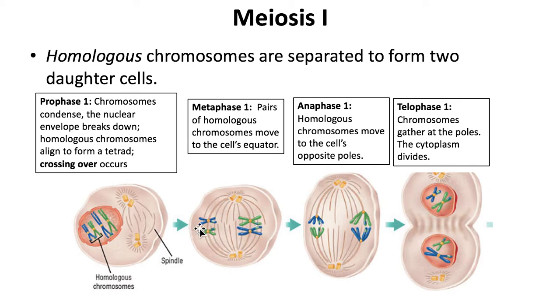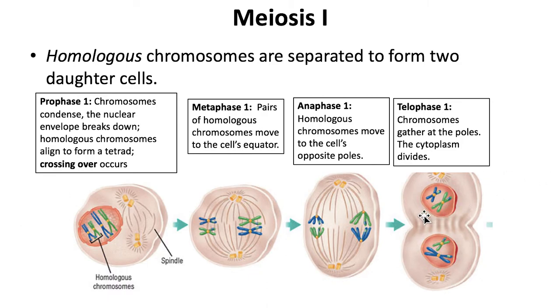Instead of lining up single file on the metaphase plate, the homologous pairs are going to line up with each other. And then in anaphase 1, it's the pairs that are being separated, not the sister chromatids that are being ripped apart. It's the pairs that are being separated. And during telophase 1, we end up with 2 daughter cells, each having these different homologous chromosomes that have been separated from each other.